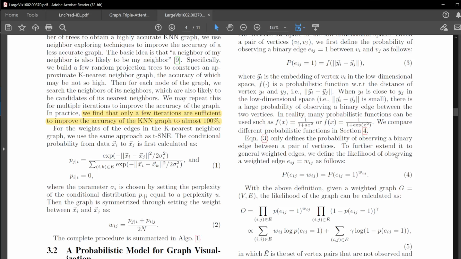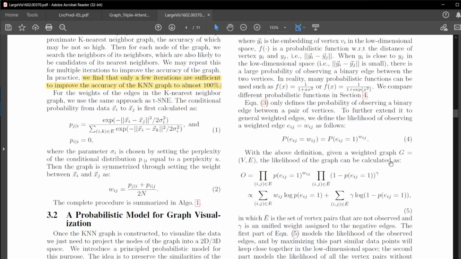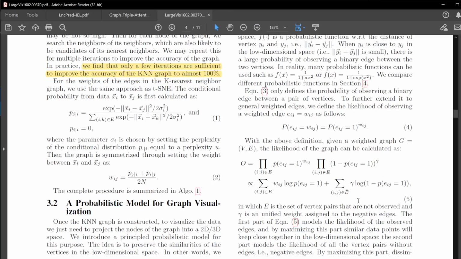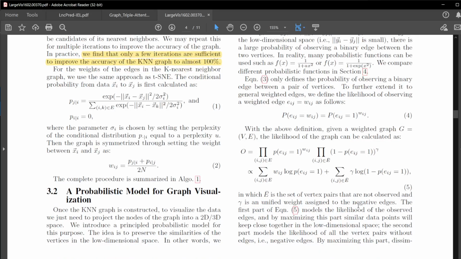With the above definition, given a weighted graph G = (V, E), the likelihood of the graph can be calculated as O = Σ_{(i,j)∈E} wij log p(e_ij = 1) + Σ_{(i,j)∈Ē} γ log(1 − p(e_ij = 1)), Equation 5, in which Ē is the set of vertex pairs that are not observed and γ is a unified weight assigned to the negative edges.